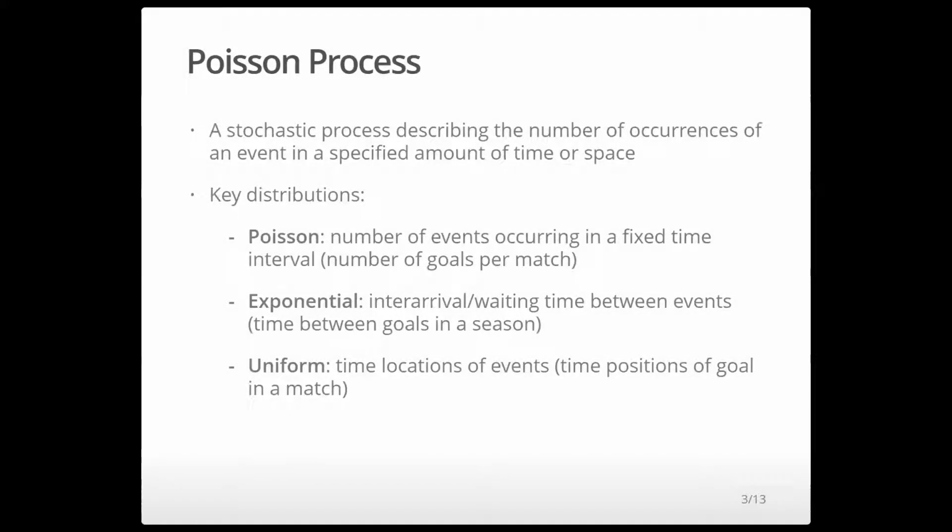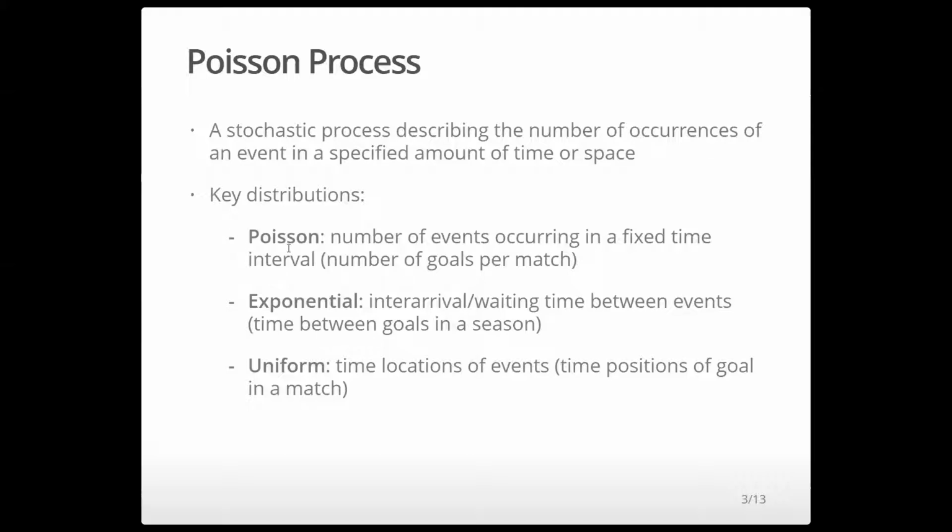So first, let's talk about the Poisson process. Suppose we are interested in counting how many events will take place in a specified amount of time or space. This gives rise to a stochastic process over a continuous time interval, and this process is called the Poisson process. Playing a huge role in this Poisson process are the following probability distributions.